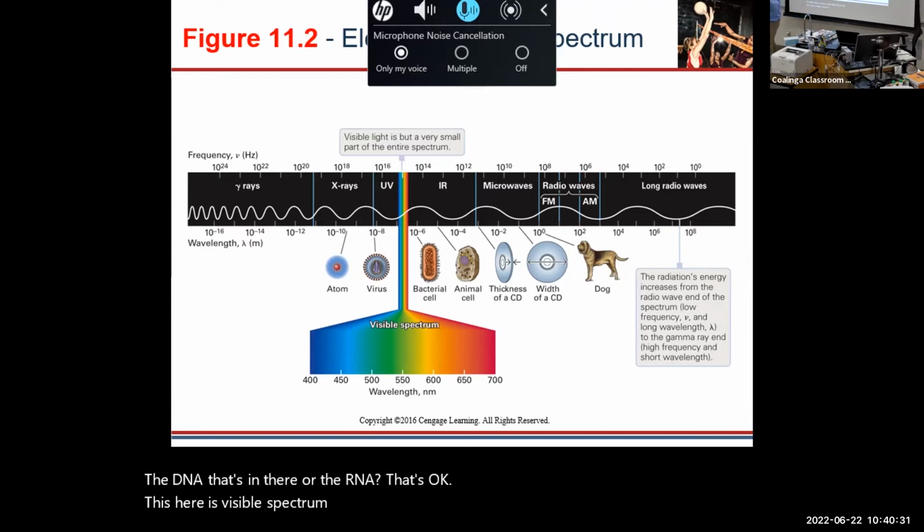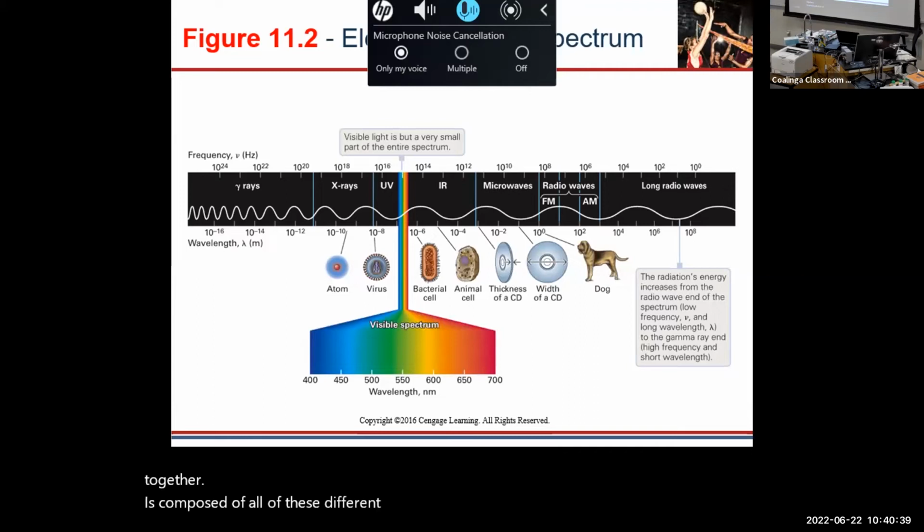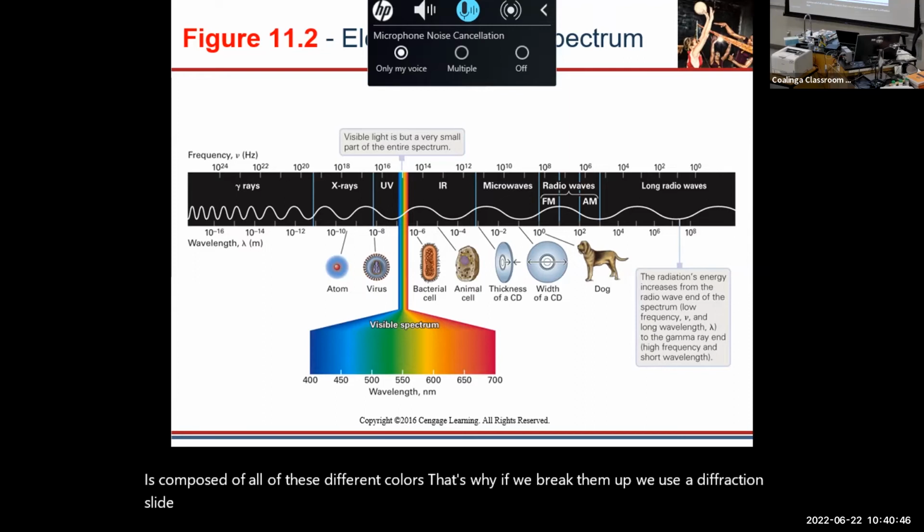That's the light that we call white light. White light, if you put it all together, is composed of all of these different colors. We break them up, using a diffraction slide or something like that, or we use filters, and you can see the individual different colors. We'll do that later on, sometime next week.